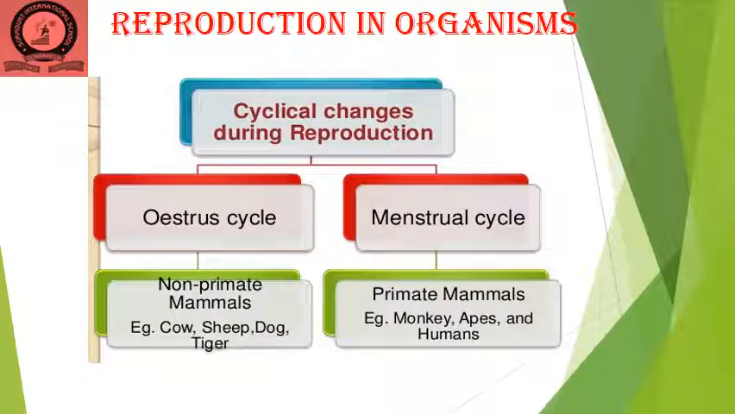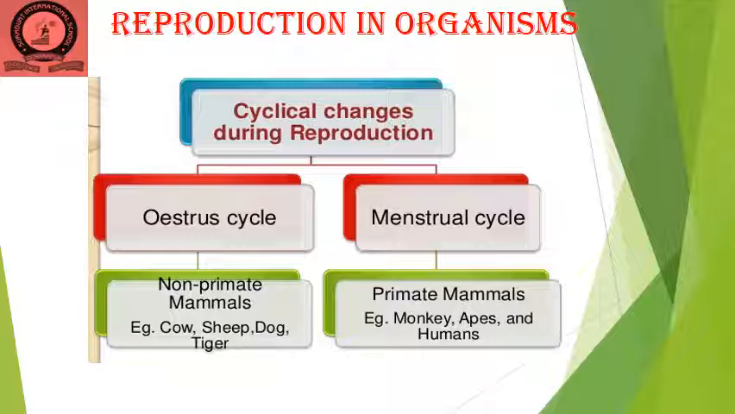In females of continuous breeders, there are cyclic changes in ovaries, accessory reproductive ducts, and in hormones during the reproductive phase. On the basis of that, these are of two types. Number one, oestrus cycle. Number two, menstrual cycle. Now oestrus cycle occurs in non-primate mammals such as cow, deer, lion, tiger, dog, etc. It consists of a short period of oestrus or heat followed by an anoestrus or passive period. Sex urge is increased during oestrus period. There is no blood loss in oestrus cycle.